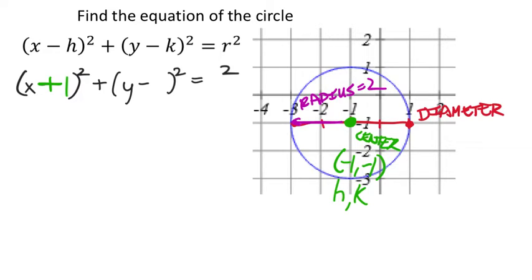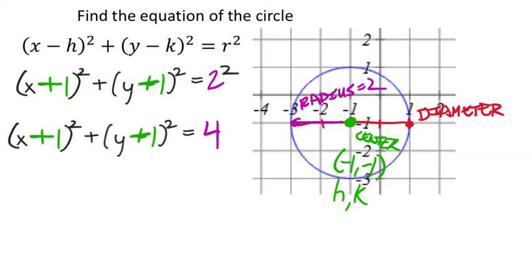But in addition to that, the k also was -1, and I don't want to show minus -1. I'm going to make it one individual operation or sign and make that +1. The last thing I need is the radius, which we found to be 2, and I know that 2 squared is 4. So this means that my full equation would be this one right here at the bottom.